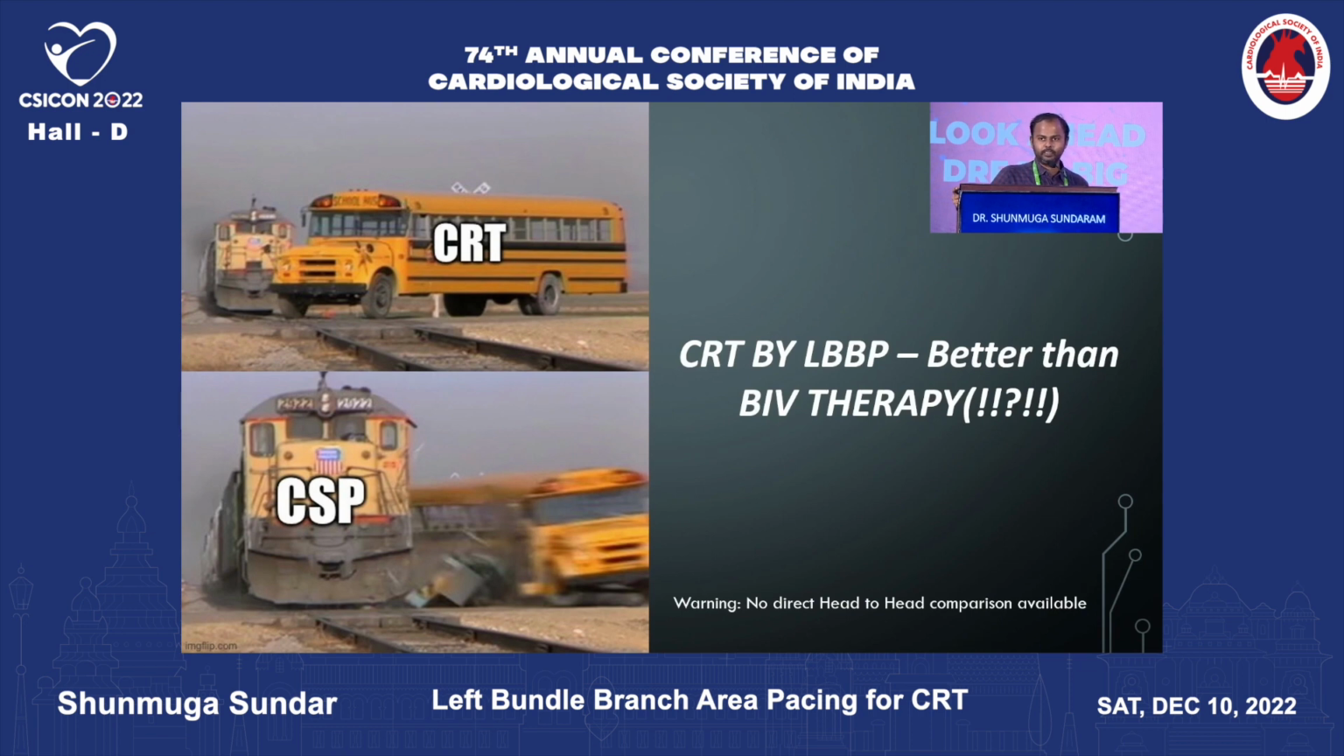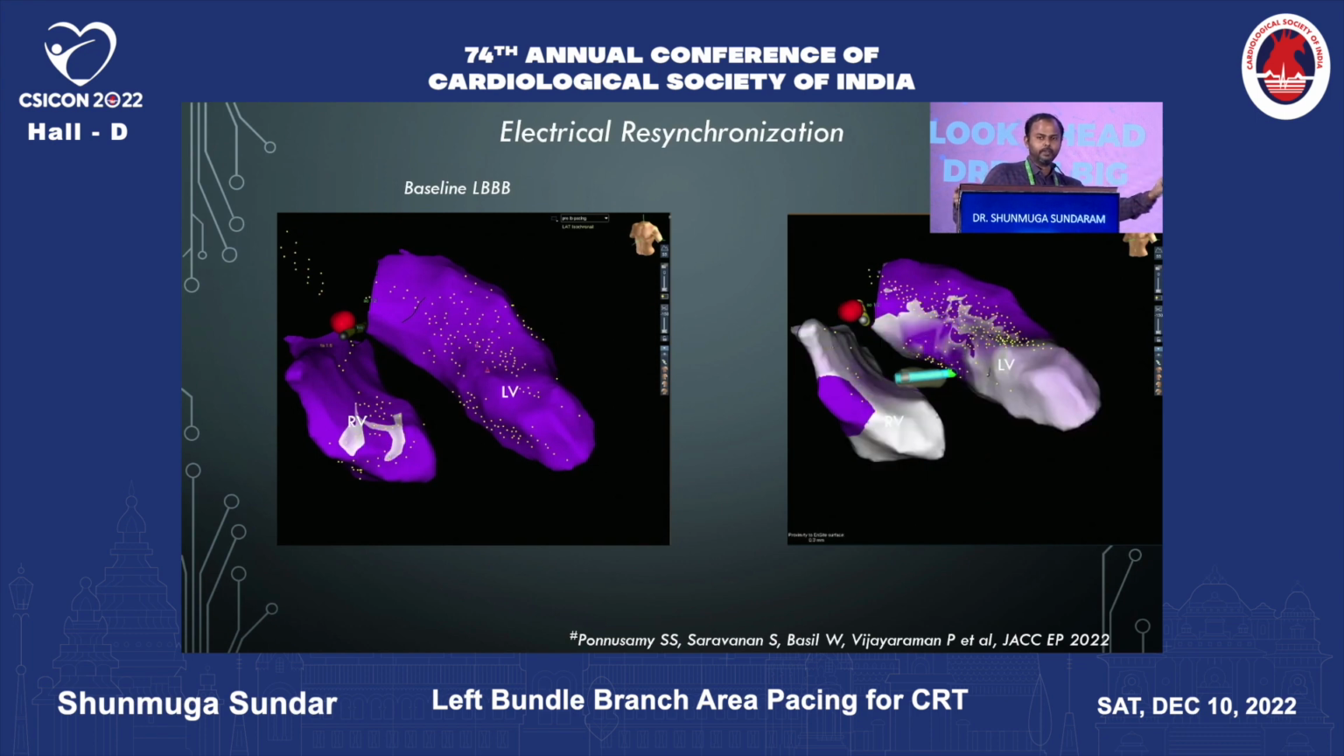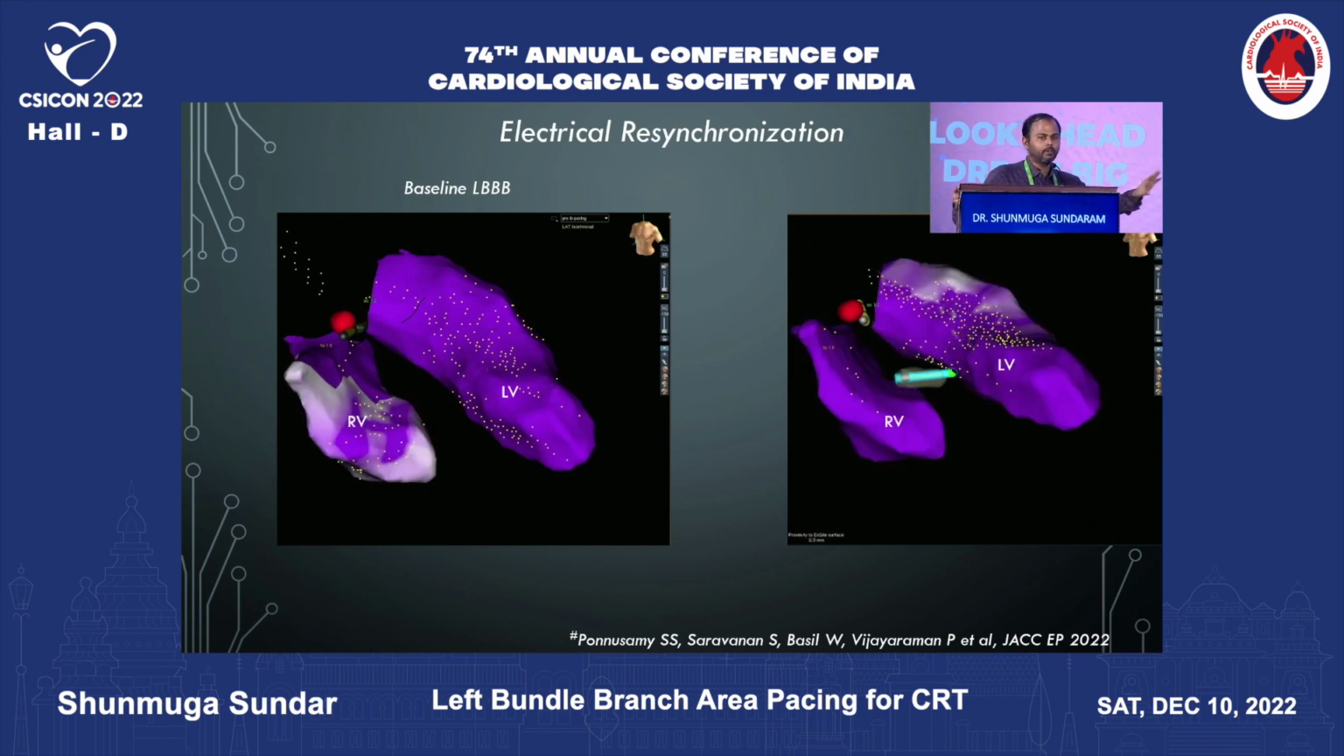Coming to the second strategy, CRT by LBBP better than biv therapy. Remember, there is no head-to-head trial comparison available. Electrical resynchronization: just see here, this is conventional left bundle branch block in a patient where the right ventricle is getting activated first, followed by the left ventricle. That too, the activation is from distal to proximal. Once you do left bundle pacing, you can see the left ventricle will be activated from the lead tip, which is right on top of the left bundle. That will be like a near normal activation.